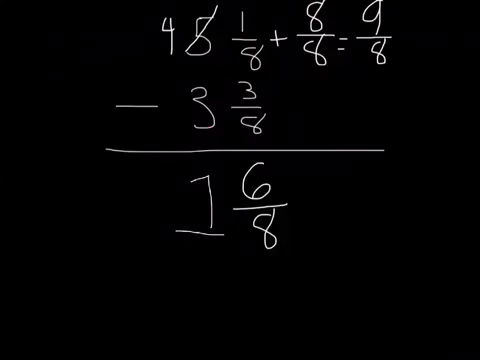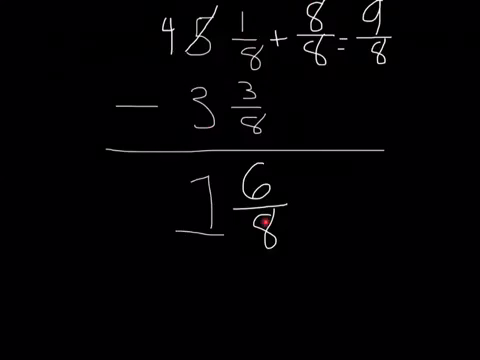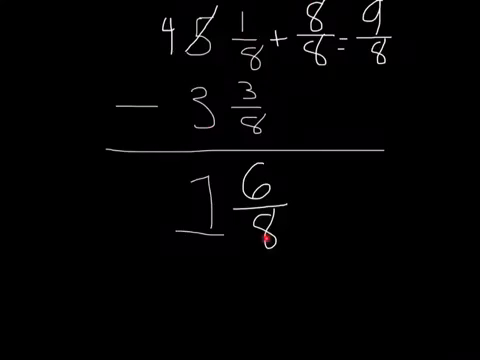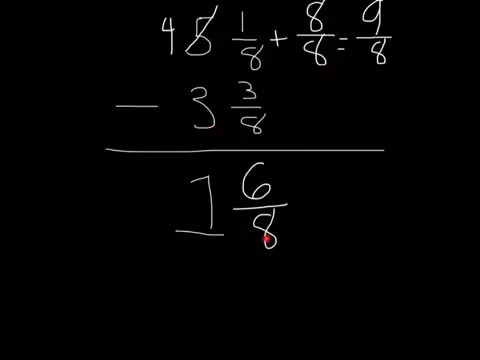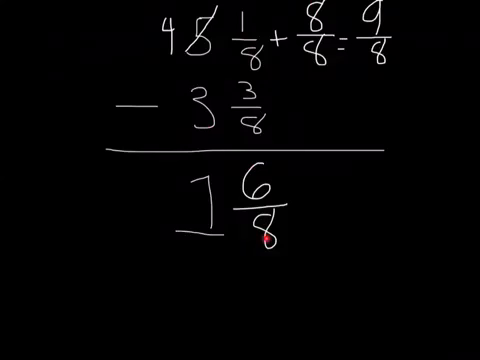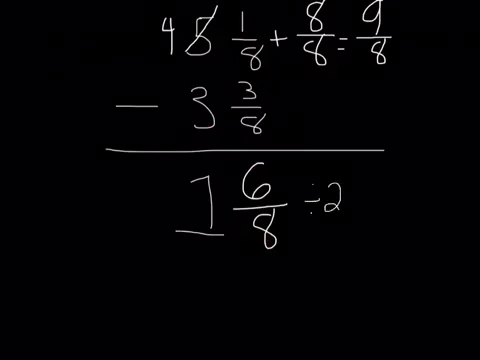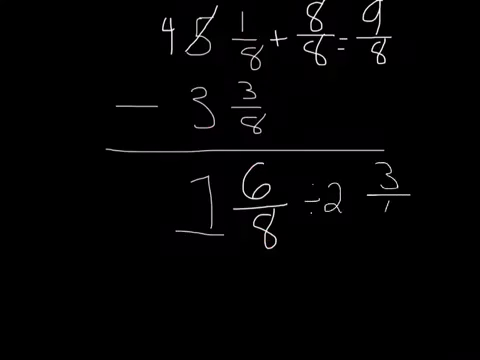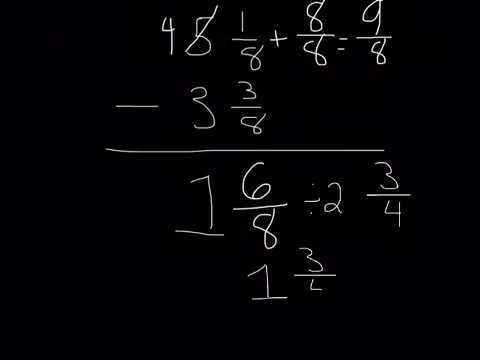Now, is 6/8 in its simplest form? It is not. And you want to kind of start practicing putting these numbers in simplest form. I'm looking at 6 and 8, and I can tell that they can both be divided by 2, which I'm going to do, and get 3/4. So my final answer is 1 3/4.